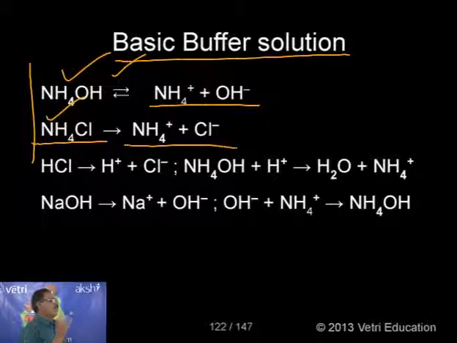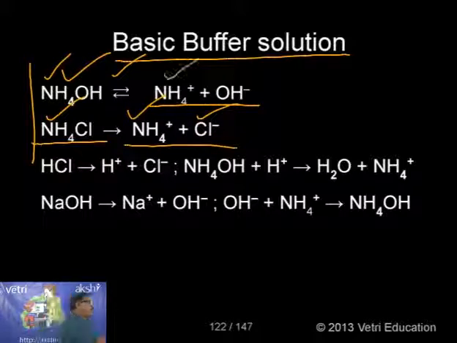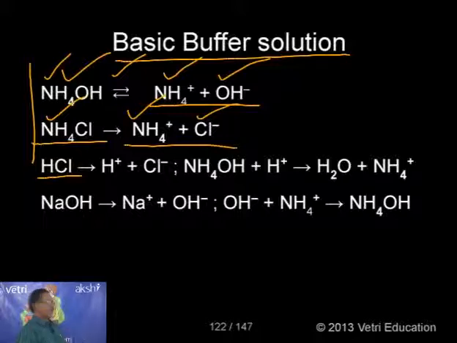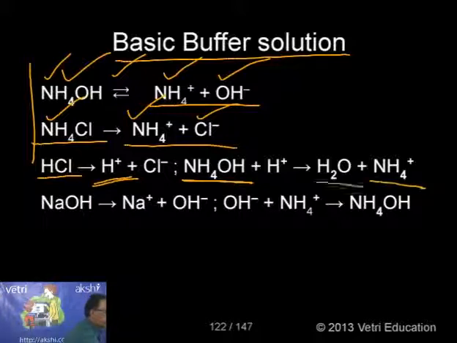So in the resulting basic buffer solution, excess of ammonium hydroxide is present, excess of ammonium ion is present, excess of Cl minus is present, and a small quantity of OH minus is present. Suppose I add a few ml of HCl, a strong electrolyte, which undergoes ionization to produce H plus ion. This H plus ion immediately combines with the unionized ammonium hydroxide present in the basic buffer solution to form ammonium ion and water.